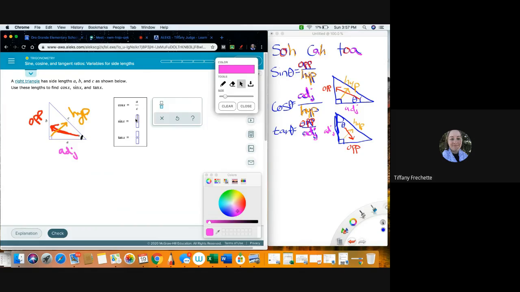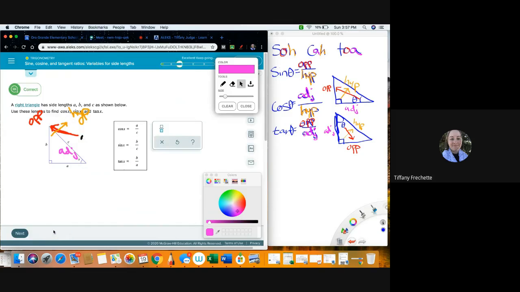Okay. Sine is opposite over hypotenuse. So opposite is B. Hypotenuse is still C. Sorry, not 8. B. B over C. And tangent is opposite over adjacent. So I have opposite, which is B, and adjacent, which is A. So B over A. And check. Okay, let's do another one.